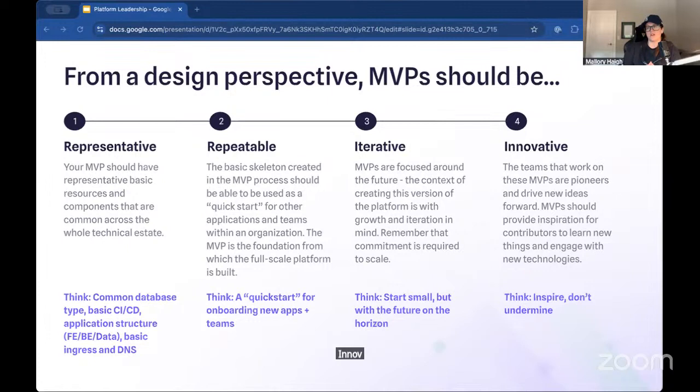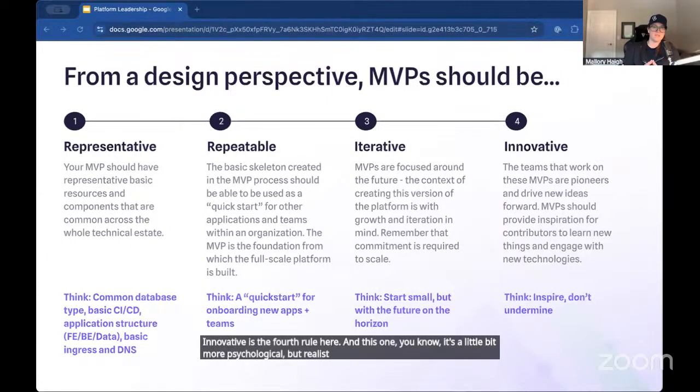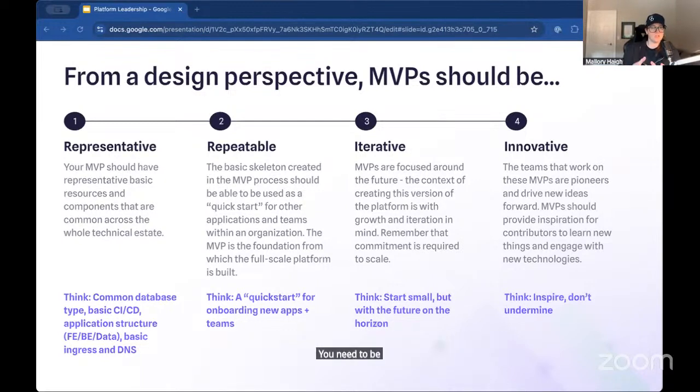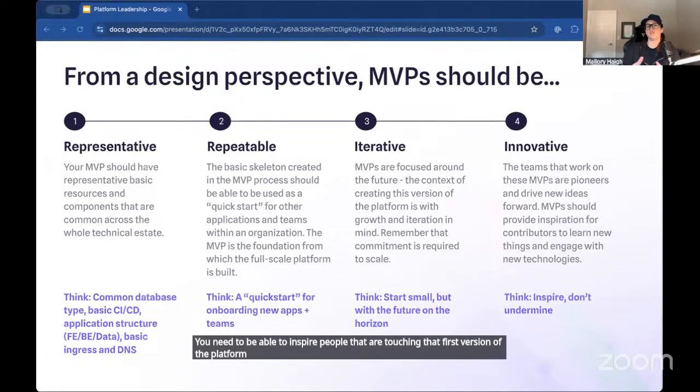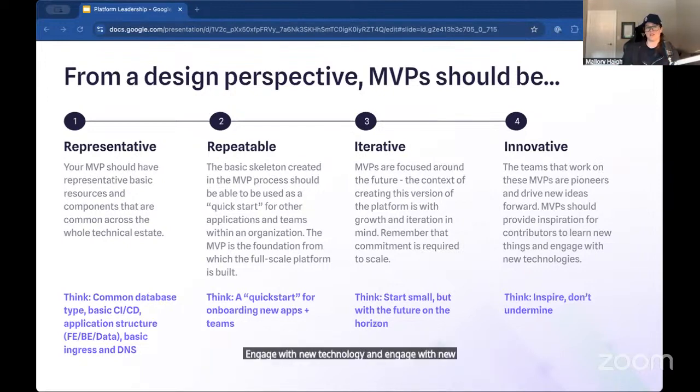Innovative is the 4th rule here. And this one, it's a little bit more psychological, but realistically, the teams that you have on your MVP, so whether or not you have an application developer team testing it for the first time, or even you as the people working on it, you need to be able to inspire people that are touching that first version of the platform to move forward and to do something different and to talk about that with other people. You want the MVP to provide inspiration for contributors to learn new things, engage with new technology, and engage with new ideas, new mindset shifts.